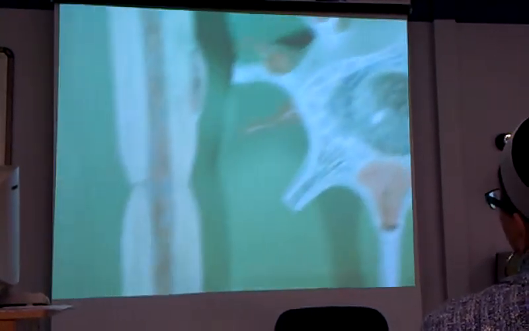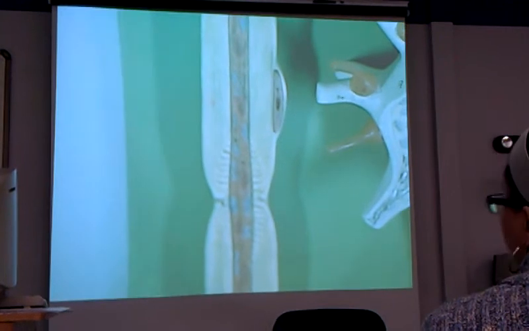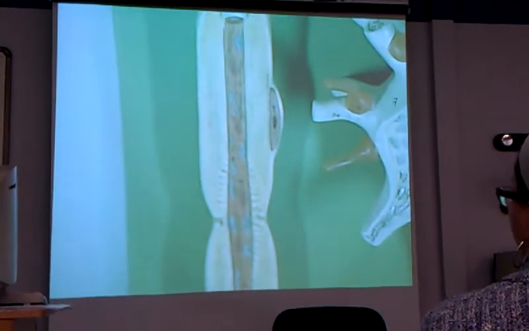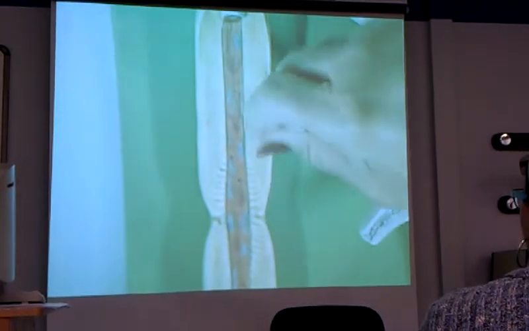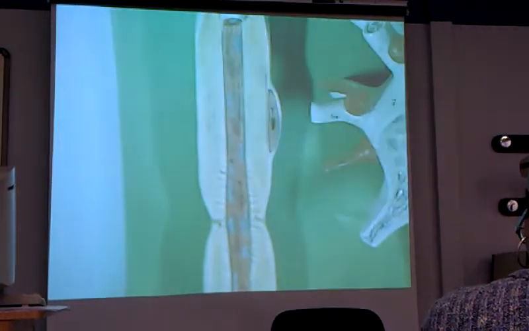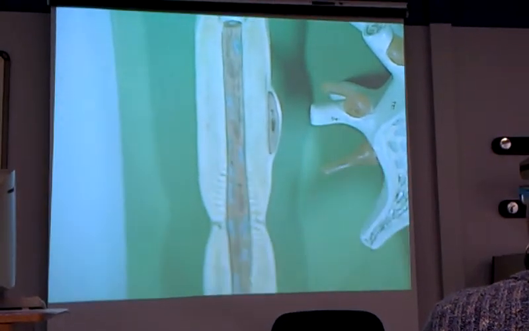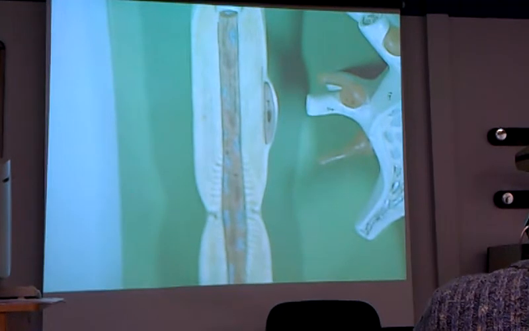Okay, the next structure is the axon. We're going to move to this long part. The axon is this orange thing that goes down the middle. The axon is the long orange piece that goes down the middle.